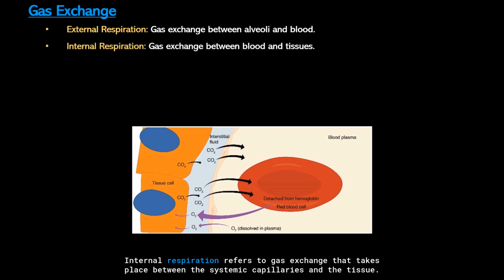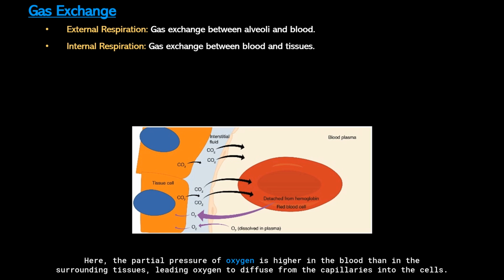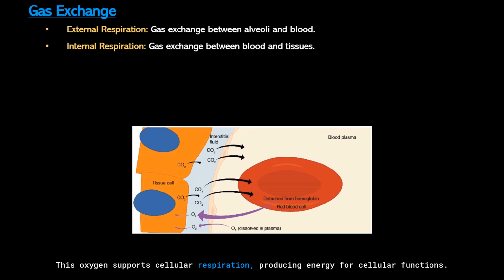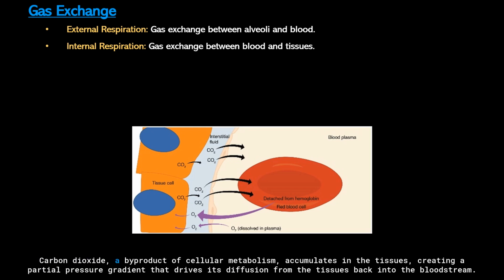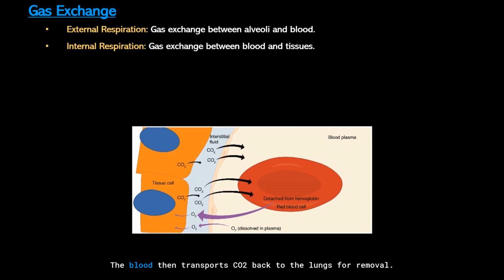Internal respiration refers to gas exchange that takes place between the systemic capillaries and the tissues. Here, the partial pressure of oxygen is higher in the blood than in the surrounding tissues, leading oxygen to diffuse from the capillaries into the cells. This oxygen supports cellular respiration, producing energy for cellular functions. Carbon dioxide, a byproduct of cellular metabolism, accumulates in the tissues, creating a partial pressure gradient that drives its diffusion from the tissues back into the bloodstream. The blood then transports CO2 back to the lungs for removal.